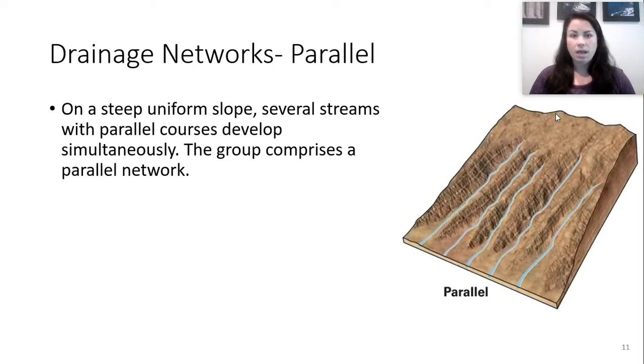And then we have parallel network, and this is where we have steep uniform slope. And we have these streams that are parallel to each other and they develop simultaneously. So if we have a huge input of snowmelt or rain, they follow the ridges, for example, of the topography. And this is where water flows in a parallel direction to each other.